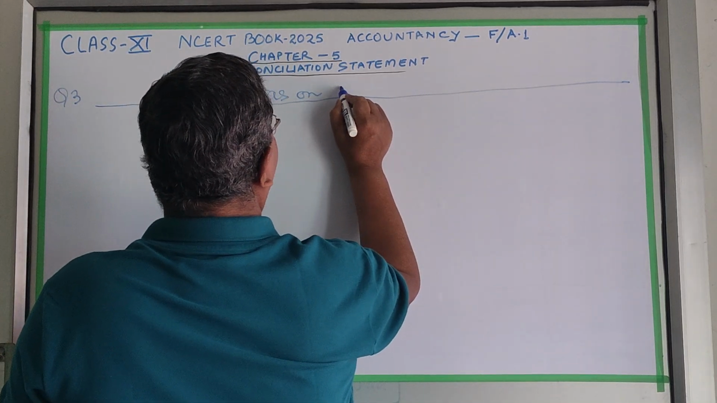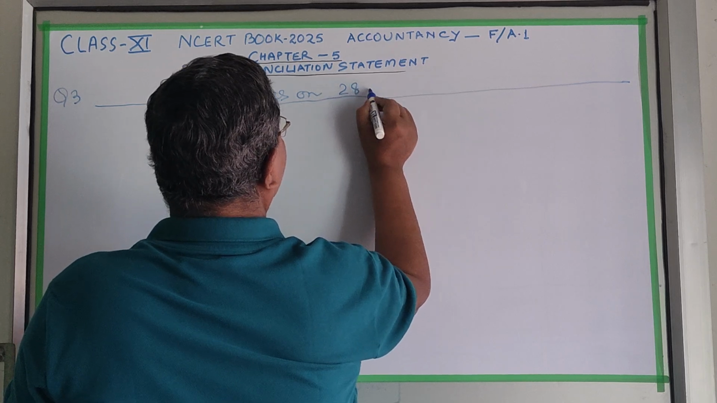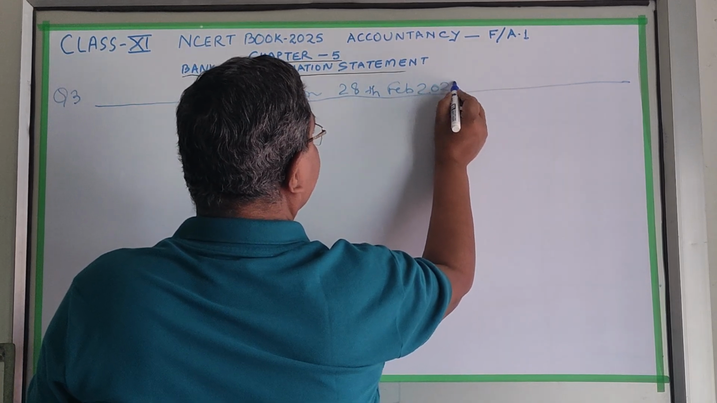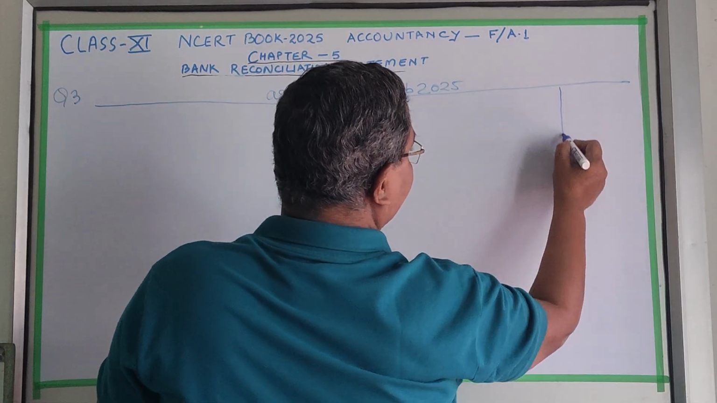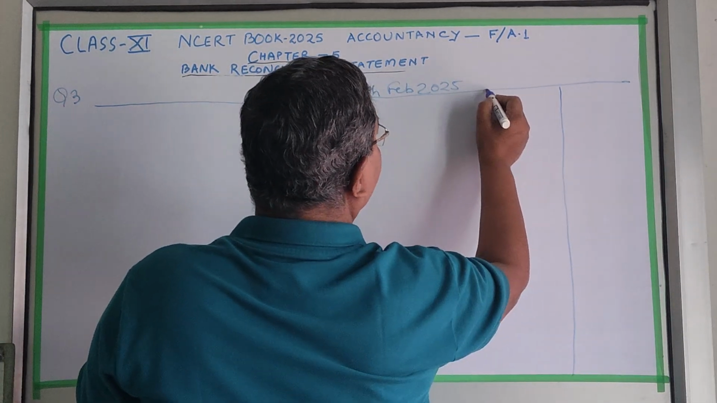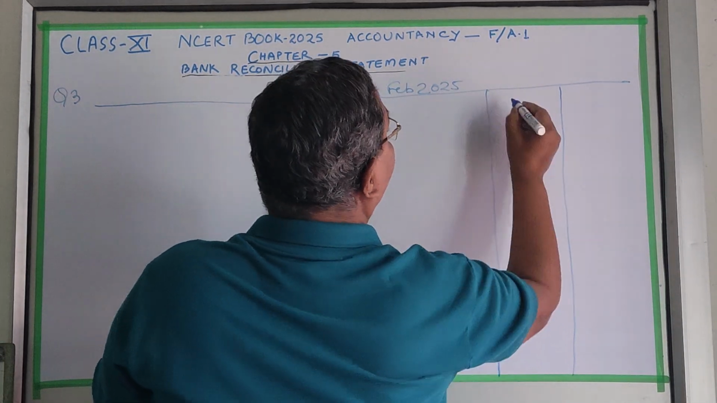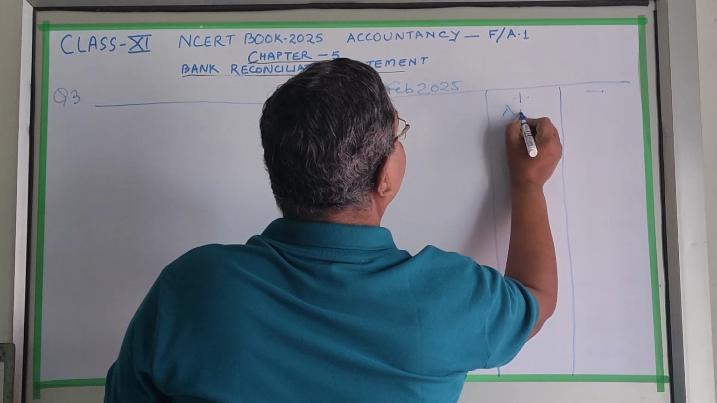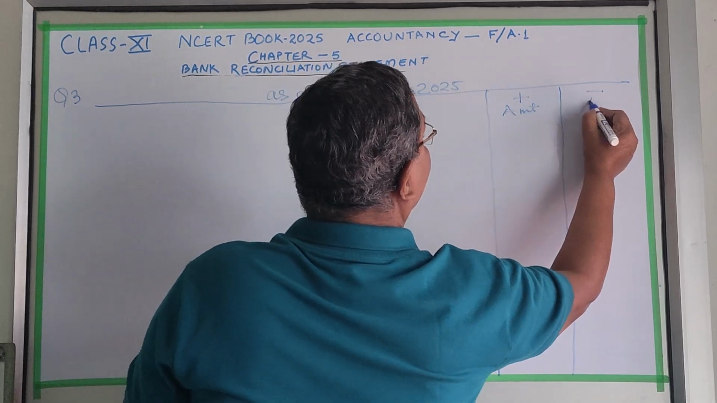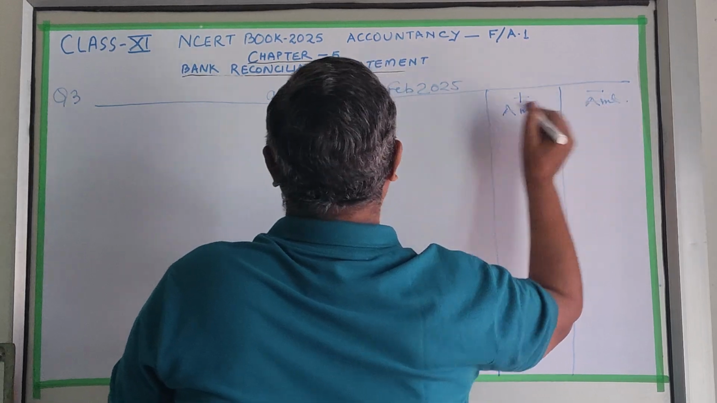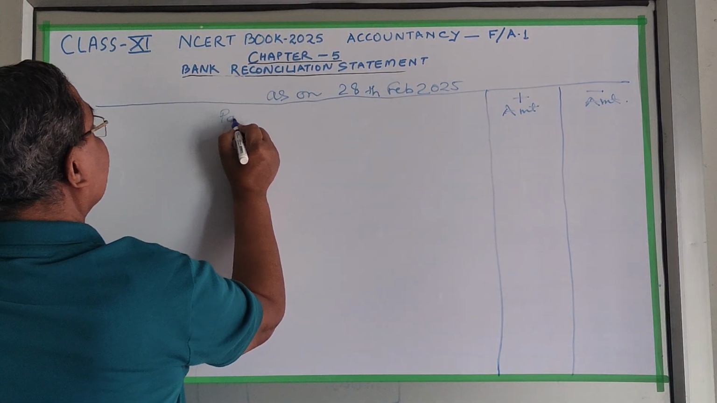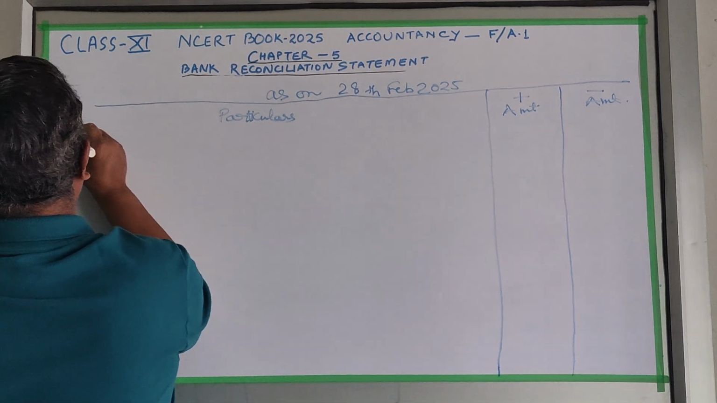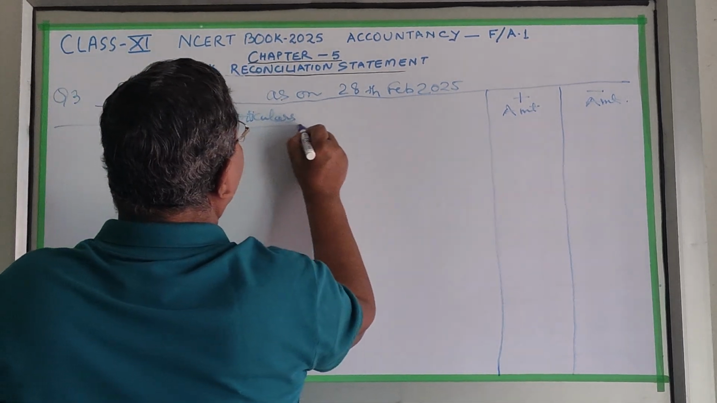Suppose you take the date as on 28th Feb 2025. Okay. Here we will make two columns. One is our plus column, one is our minus column. Both the columns represent amount. This is plus amount, this is minus amount. Here the particulars will be written. So this is the particulars.